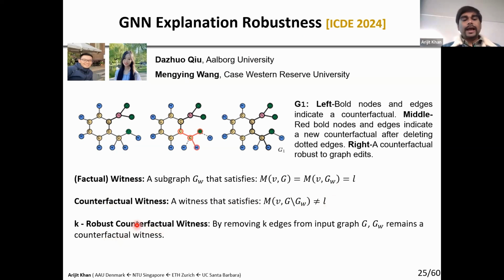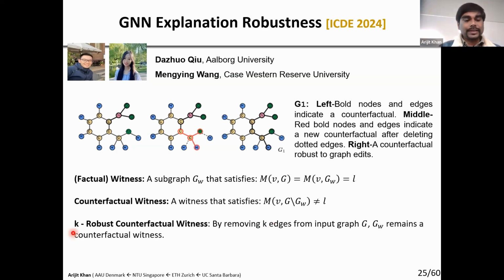But then we also add a new constraint or new criteria here. We call it K robustness. And it means that outside the explanation, if we remove up to k edges, then we can still ensure that the model will produce the same result, and the explanation model will also produce the same explanation.